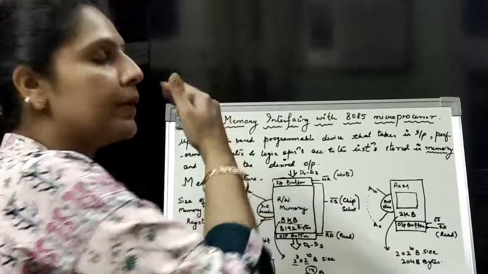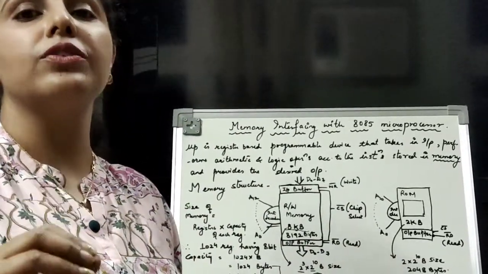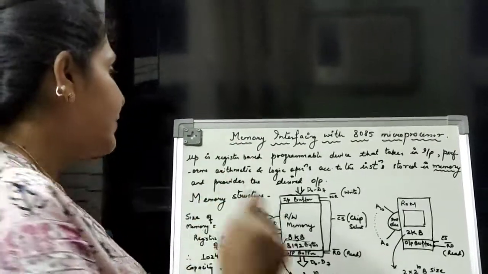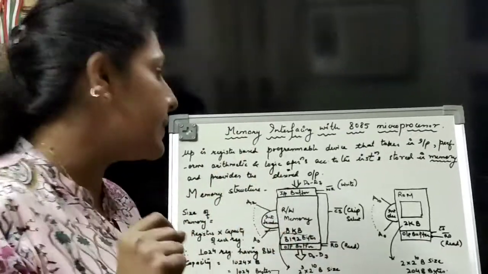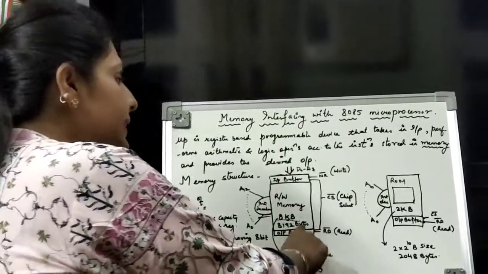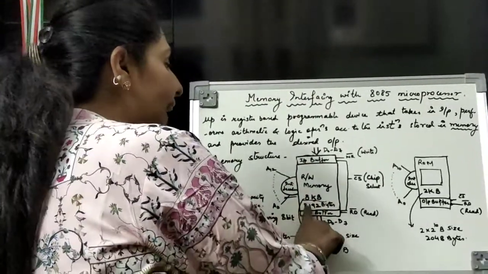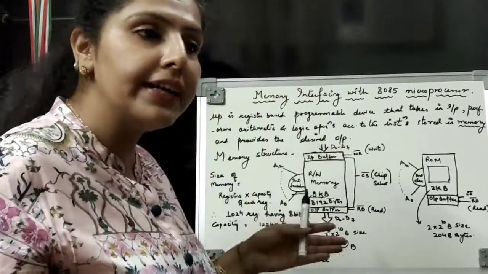Now, what is the purpose of this decoder? It will basically provide us the address of the register, a particular address of the register. As we know, 8192 bytes means how many registers are there? 8192 registers are there. Bytes means each register carries 8 bits of data. So for 8192 registers, there are 8192 different addresses.